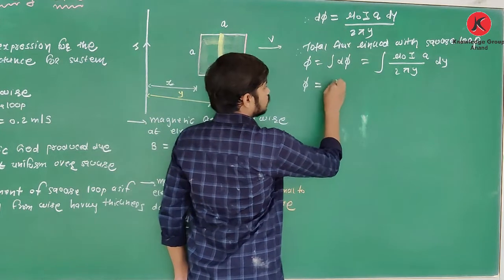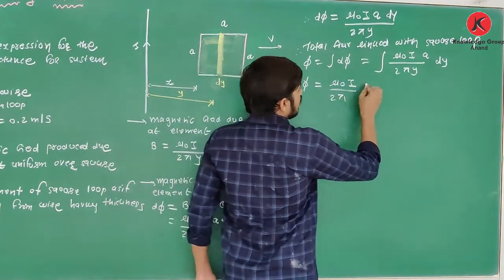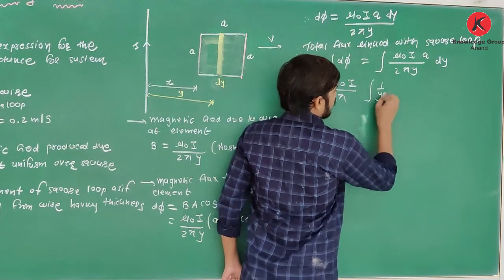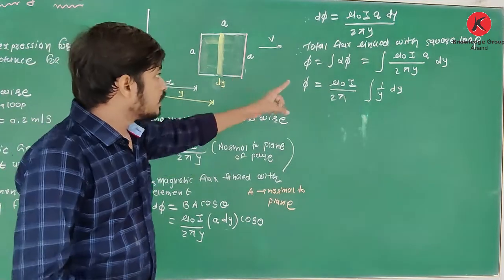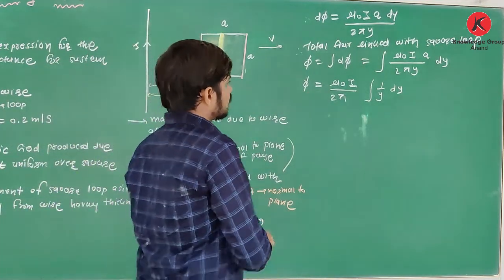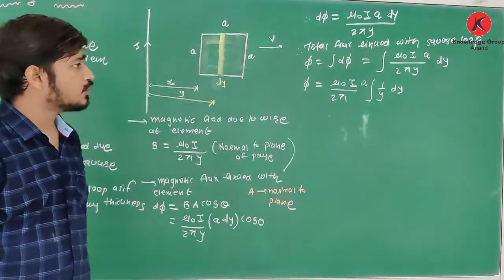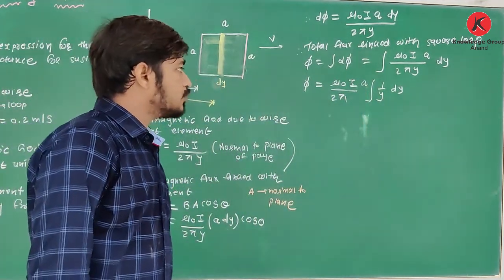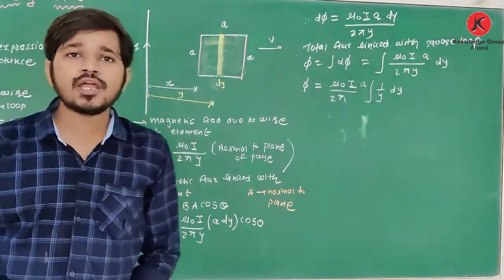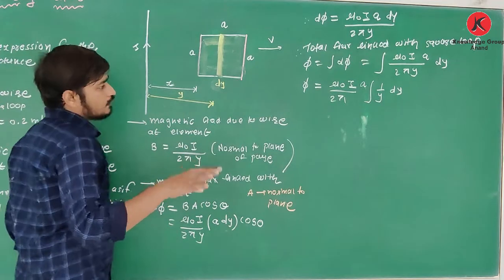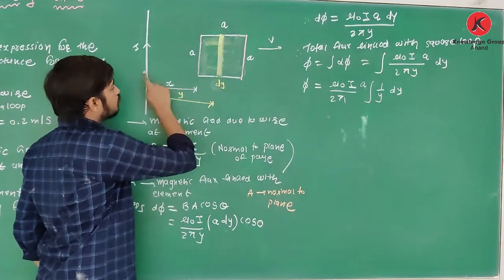Phi is equal to mu 0 I A upon 2 pi, times the integration of 1 upon y dy. Here it is only the integration of 1 upon y dy, and the integration is with respect to y. Then how to put the limit? See, what is y? y is the distance of this element from the wire.